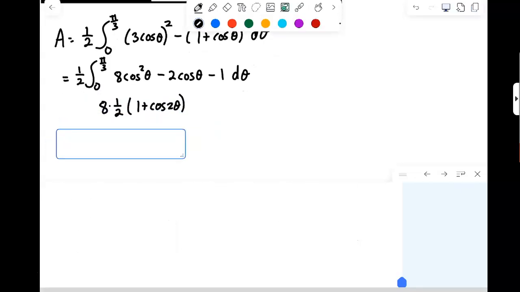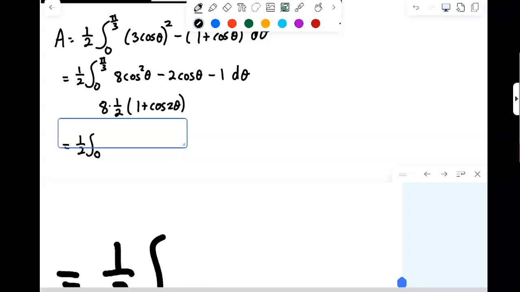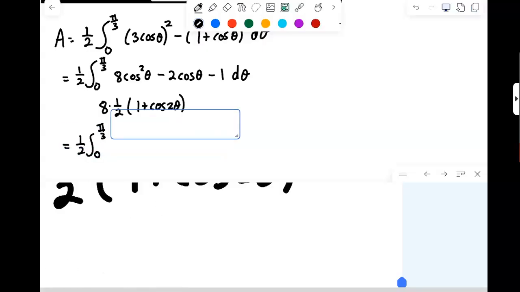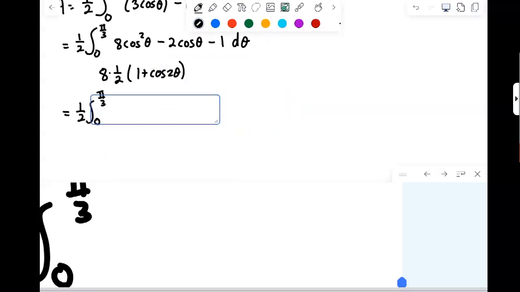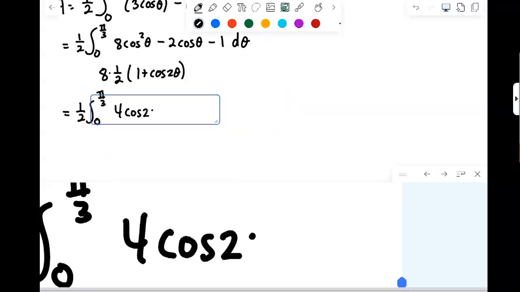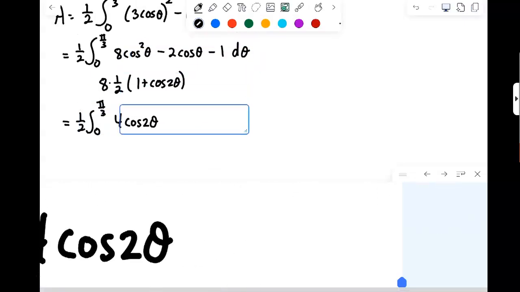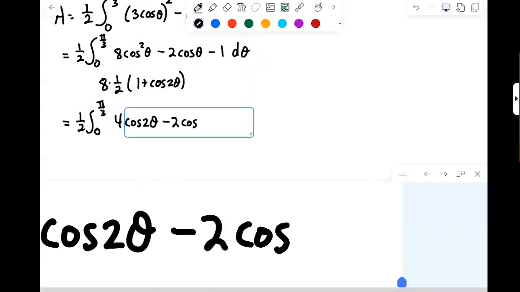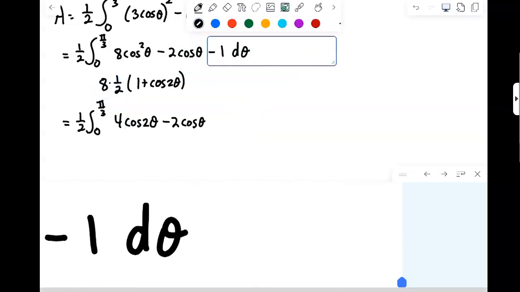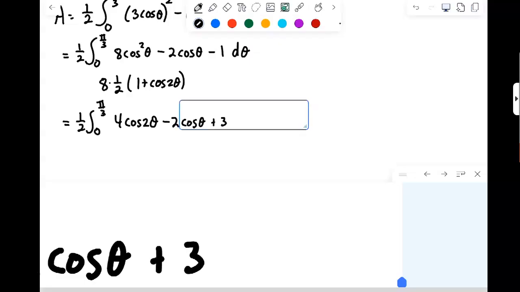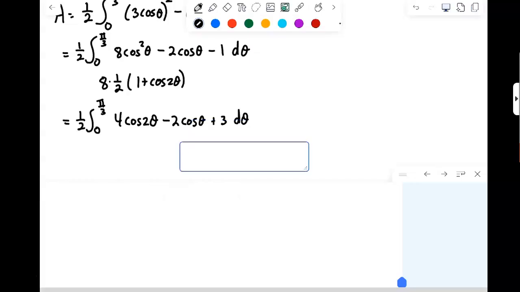So simplifying, now I'm going to have 1/2 the integral from 0 to pi over 3. And if I multiply that out, 8 times 1/2 times the cosine will give me 4 cosine 2 theta. I'm still going to have the minus 2 cosine theta. And now 8 times 1/2 is 4 times 1 will be 4, but it's minus 1, so it will be plus 3 d theta. Okay, and at this point, we're now ready to integrate.